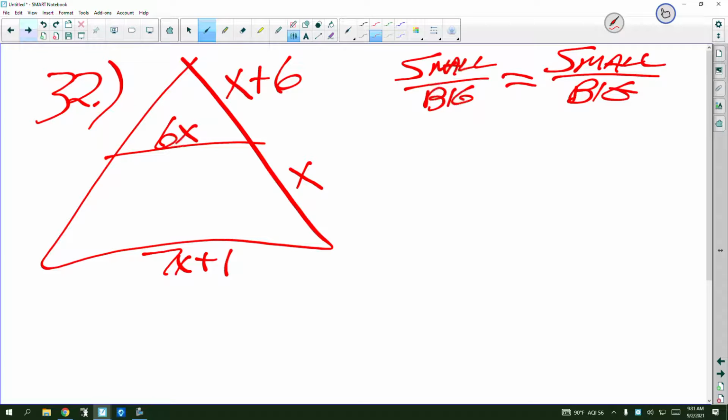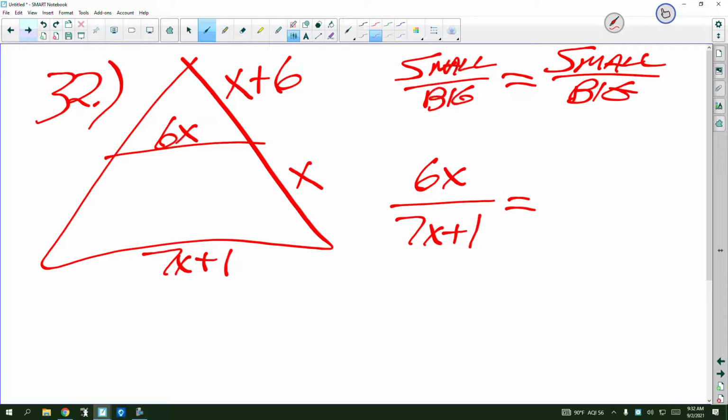Here we go. Okay, so the lower parts first. Would everybody agree that 6x coordinates with 7x plus 1? Would you agree with that? Small 6x, big 7x plus 1. And they both belong to the bottom part of the triangles. There's 2 triangles there, right?